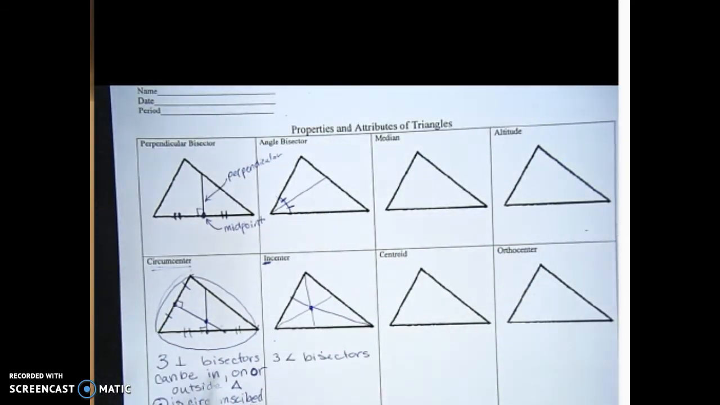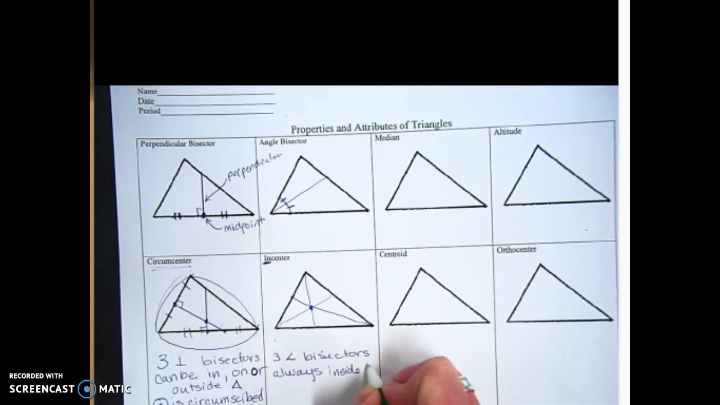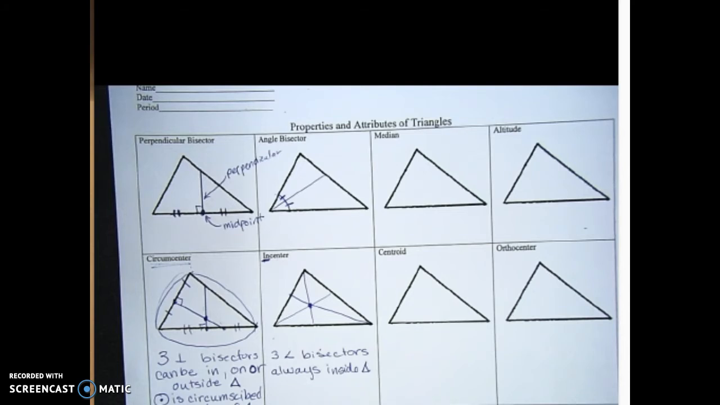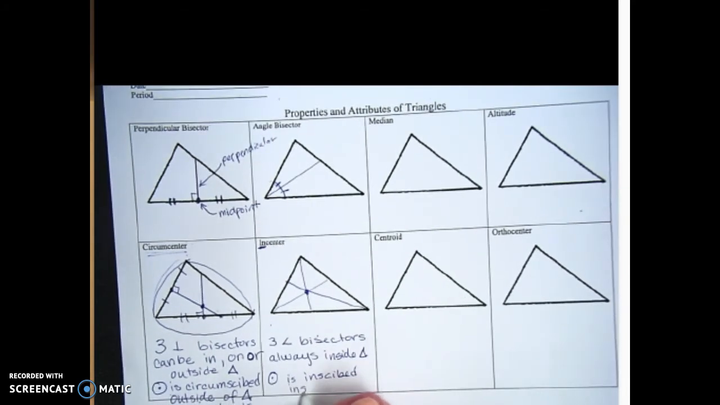And you know how the circumcenter could be on it or outside? Well, the in center, because it has that in, the IN, is always inside the triangle. Always. It can never end up on one of the sides. It can never end up outside. Okay? And this one was, the circle was outside. On this one, the circle is going to be inscribed inside the triangle.